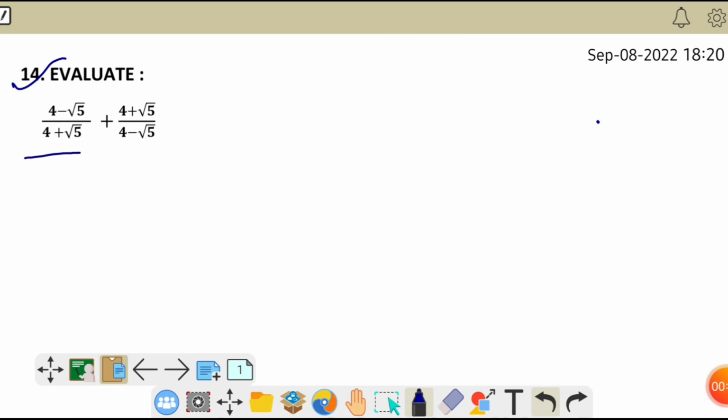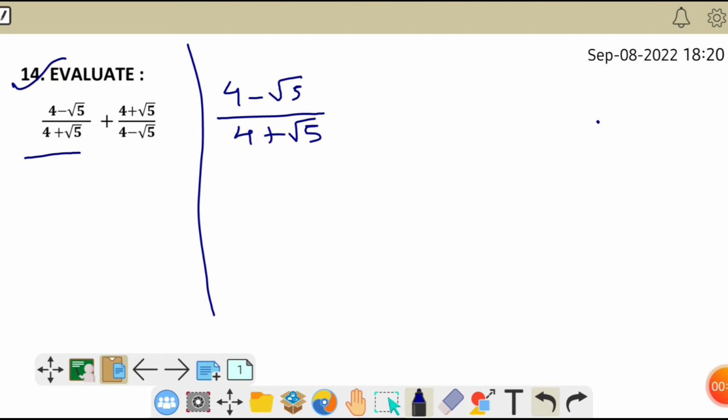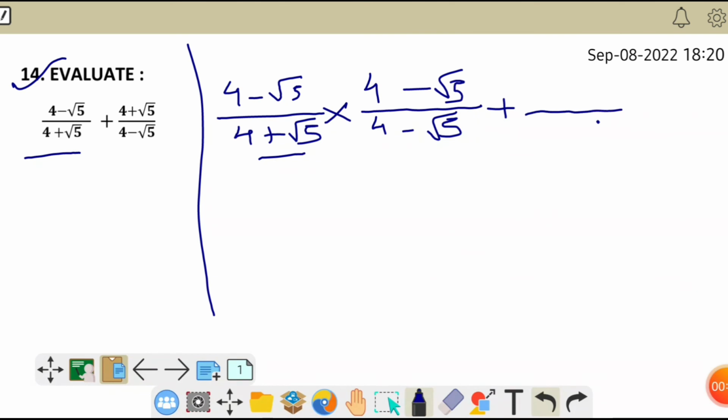Next question, question number 14. Here we have to rationalize both the terms separately. So here we are going to do 4 minus root 5 by 4 plus root 5. Now rationalize it by taking negative sign, that is 4 minus root 5 by 4 minus root 5. In the same way, we'll rationalize the another term, 4 plus root 5 upon 4 minus root 5.